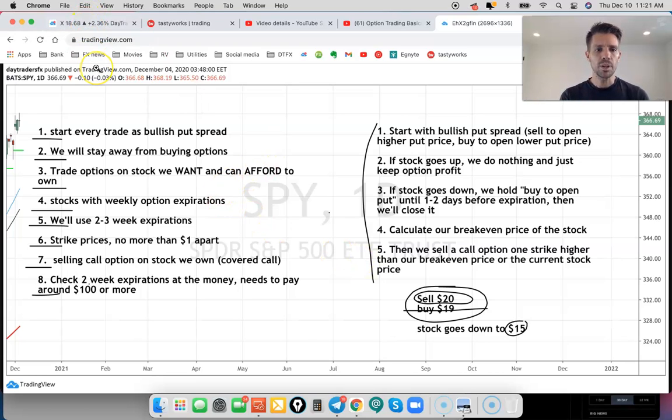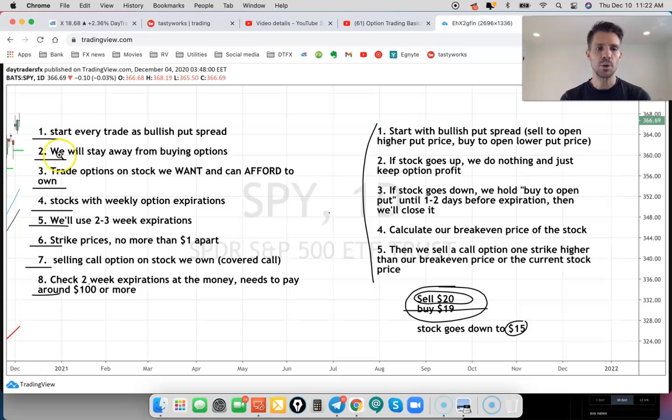What we're going to do is, for the most part, start every trade off as a bullish put spread. As I've said before, I don't really trade bearish call spreads too often. I do it on VIX related charts and so on, but I don't do it too much on anything else. I like to do mostly bullish put spreads.